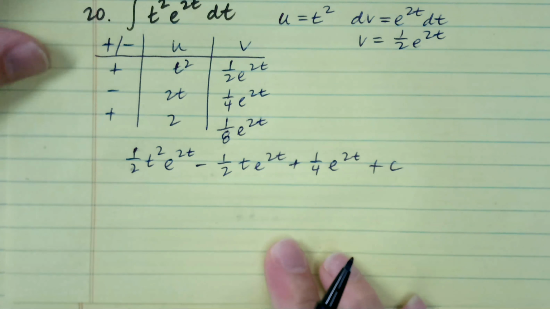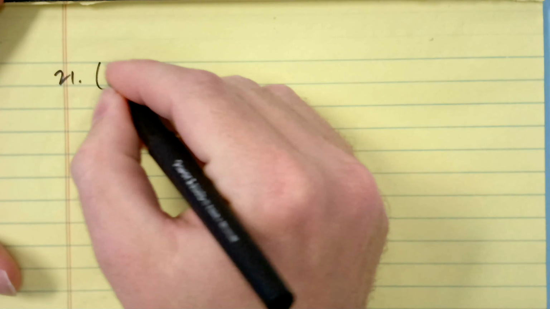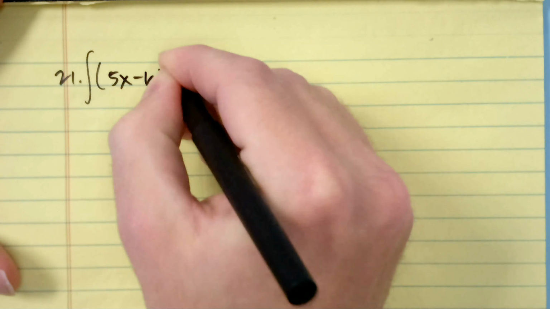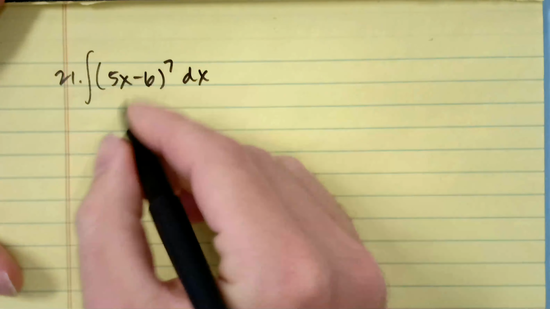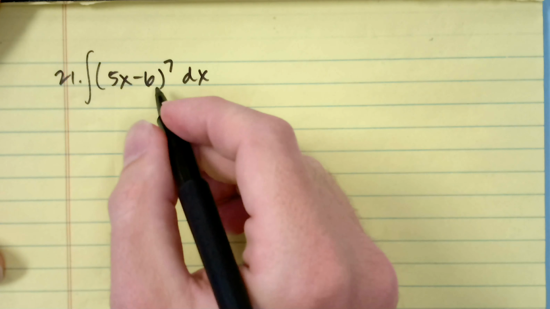Right. And then number 21, I'm just going to go on a new page. So for 21, I'm going to have 5x minus 6 to the 7th, and we just need an antiderivative. You can use U-substitution on this if you like, but I'm just going to use the chain rule and think about that.